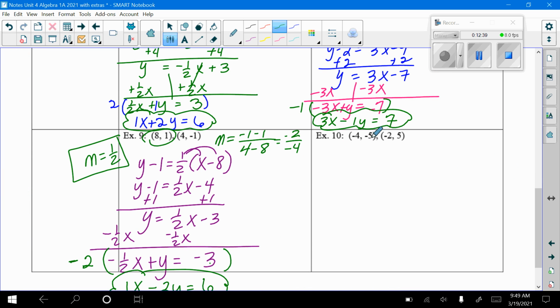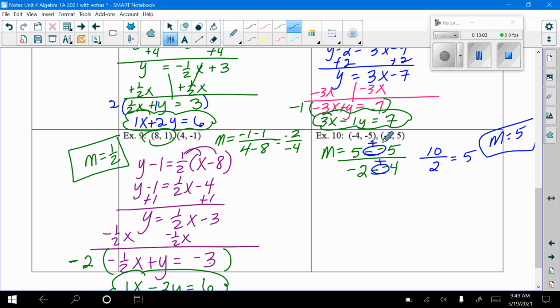We're going to do find slope. So I've got 5 minus -5 over -2 minus -4. Lots of negatives on this one. So that makes this a plus. So it's 10. This makes this a plus. So -2 plus 4 is 2, which gives me 5. So my slope equals 5.